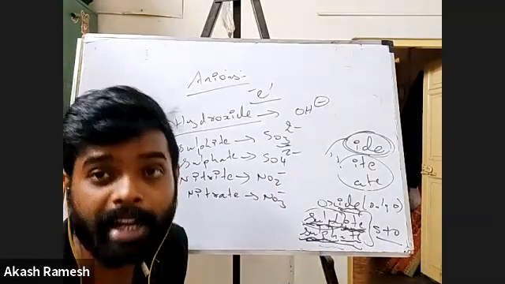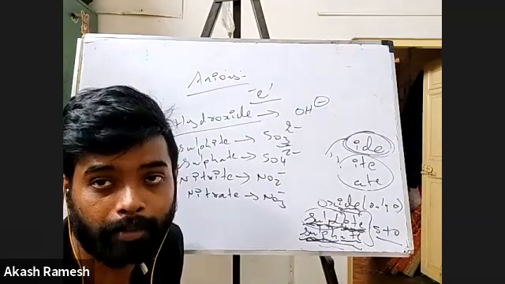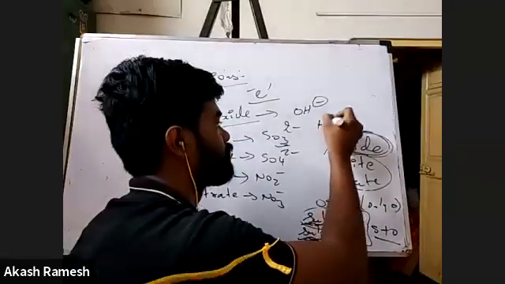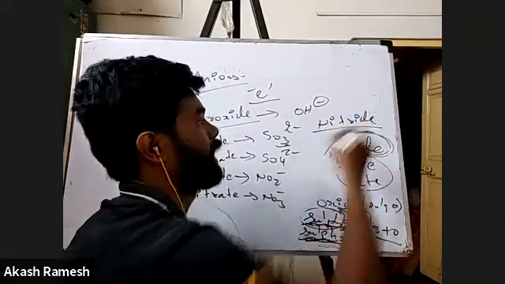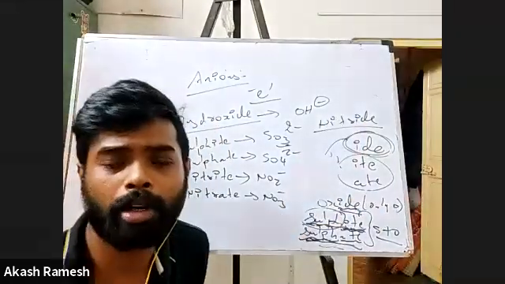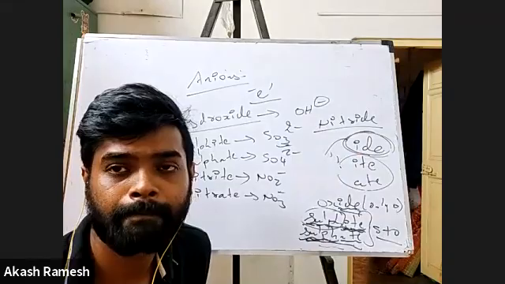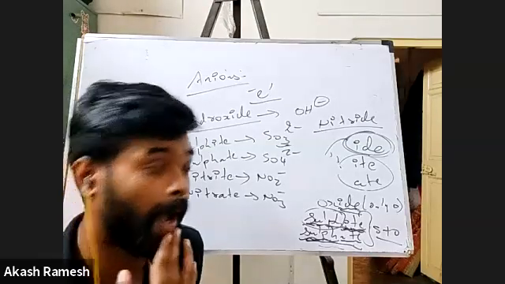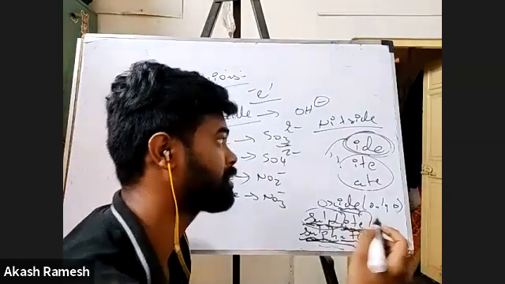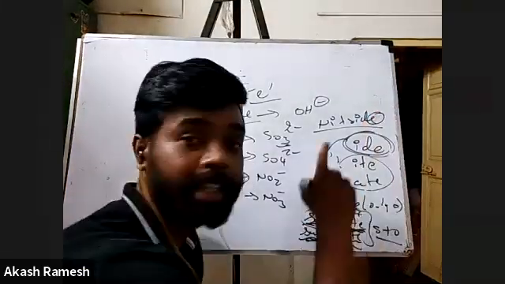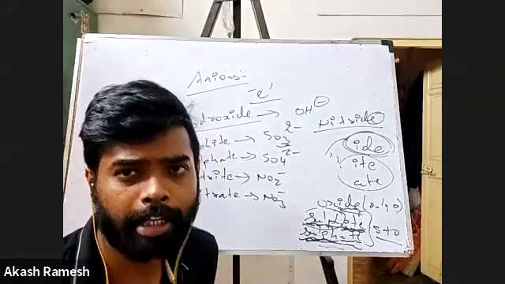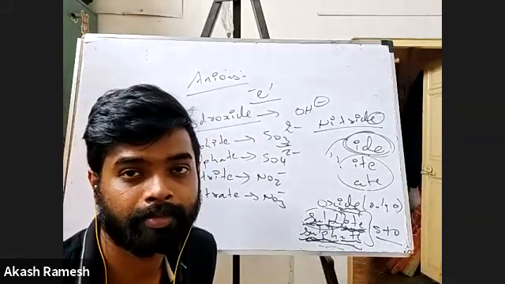Again, if I say nitride, IDE, then what is the formula? If I write nitride, what is the ion? Can you tell me what is the formula of the ion? N1, N. No. First of all, the charge itself is wrong. The moment you see IDE, should it be a positive charge or a negative charge? Negative, sir. Negative charge. Okay, fine.